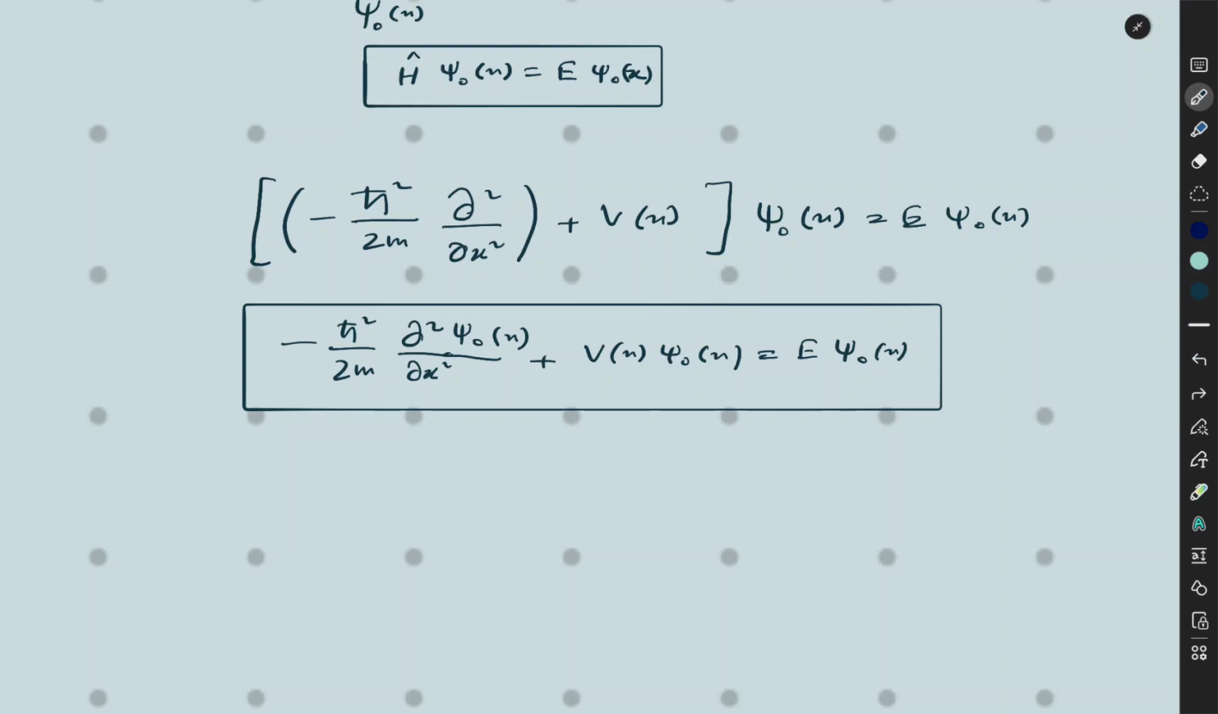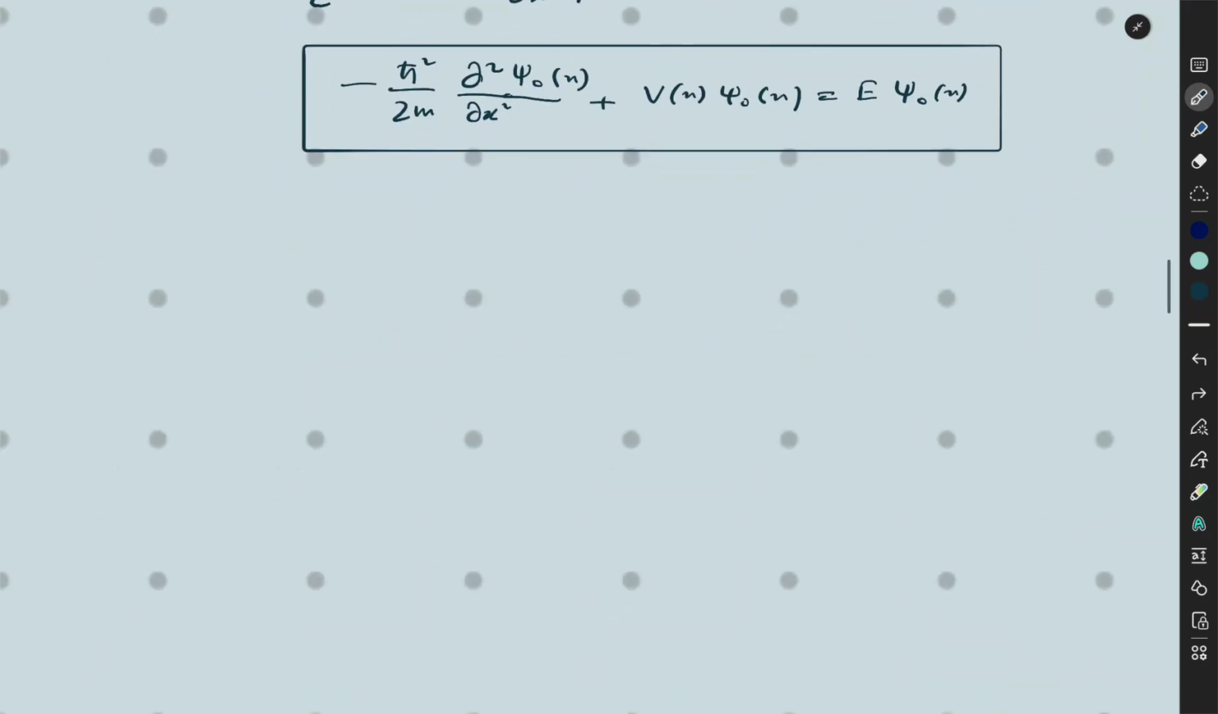So solving this equation for a given v of x gives us a set of allowed energies, that is E1, E2, E3 and so on, and their corresponding wave functions, psi naught 1, psi naught 2 and psi naught 3 and so on. These are the energy levels of the system. So what is the full solution for a state with a specific energy En? We just put our two pieces back together, that is psi of x comma t equal to psi naught of x and phi of t. So if we do it, then what will we get?